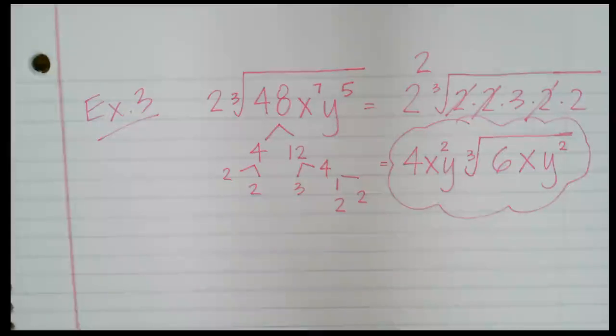If you need to go back and rewatch anything, please do. But again, we are just practicing with simplifying cube roots, and the only difference between simplifying cube roots and simplifying square roots is that with cube roots, you have to look for groups of 3 instead of just pairs of numbers. All right, good luck.